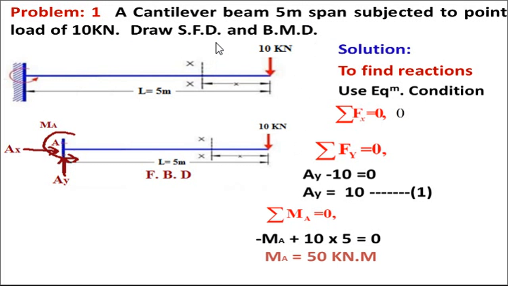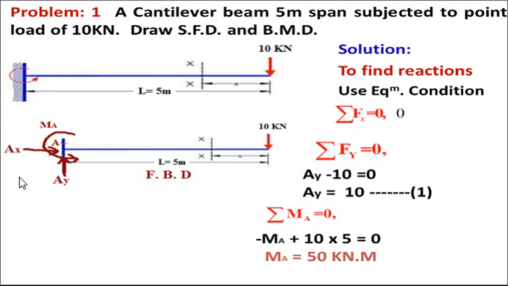In the first problem you can see a cantilever beam of span 5 meters, subjected to a point load of 10 kilonewton. Here at the end point there is a 10 kilonewton point load. Draw SFD and BMD. First of all, our aim is to find the support reaction. In the free body diagram, you have to remove the fixed support and show three unknowns. As the point is A, they are AX, AY, and moment. No load in X direction, so Fx is 0, AX is 0.